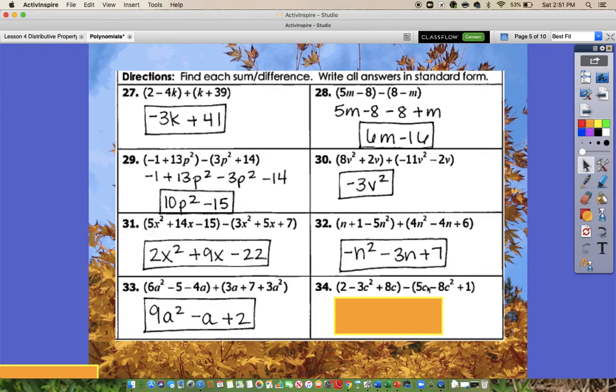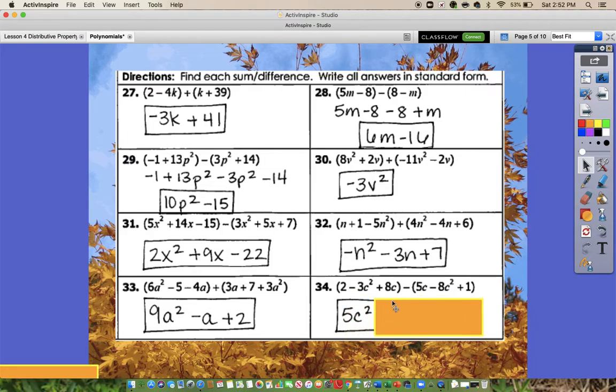And then 34, I would be distributing this negative sign, so all of my signs in the second parentheses are going to change. So I'm going to start out with my negative 3c to the second power. I'm going to combine it with positive 8c to the second power, because I would distribute this negative, so it would become positive 8c to the second power. So negative 3 plus 8 gives me positive 5c to the second power.